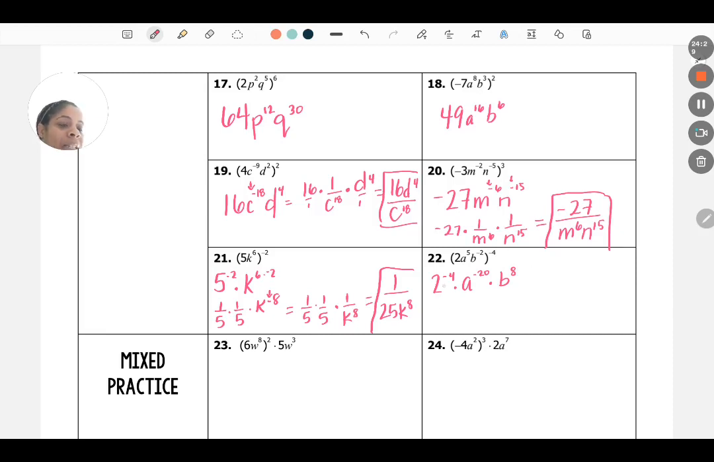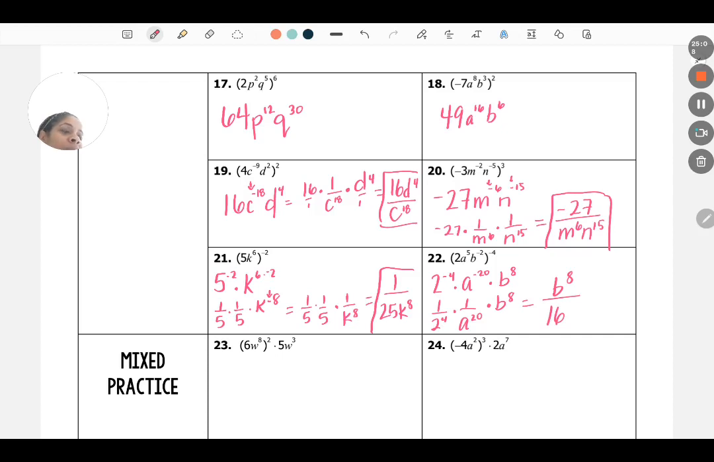All right, I'm going to rewrite this as 1 over 2 to the 4th power times 1 over a to the 20th times b to the 8th. All right, 2 times 2 is 4, 4 times 2 is 8, 8 times 2 is 16. So I'm going to have b on the top. I'm going to multiply b to the 8th.